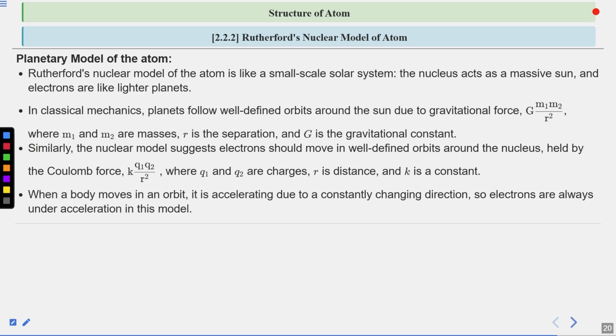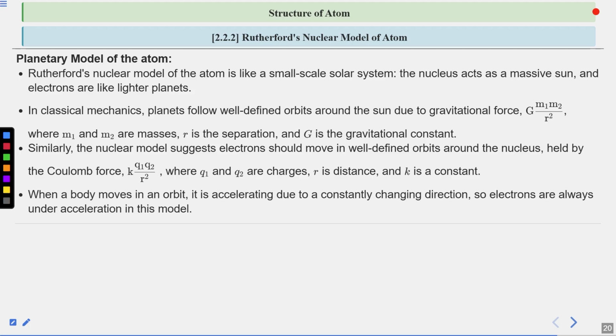Then the difficulty was that if a body is moving and if it is changing its direction constantly, it means that it is accelerating. Why am I saying it? Because we know the definition of velocity. Whenever something is moving with a constant velocity, it means it is not changing its direction, and second, it is not changing its speed. But when an electron is moving in a circular path, although it may have the same speed, due to the change of direction, it is changing its velocity.